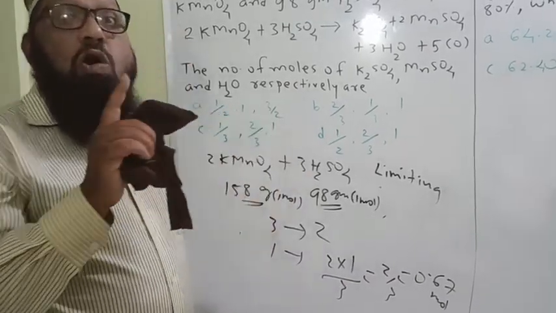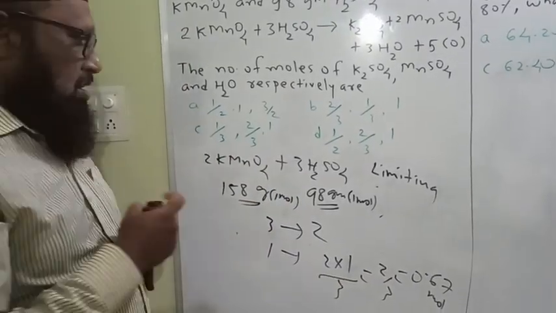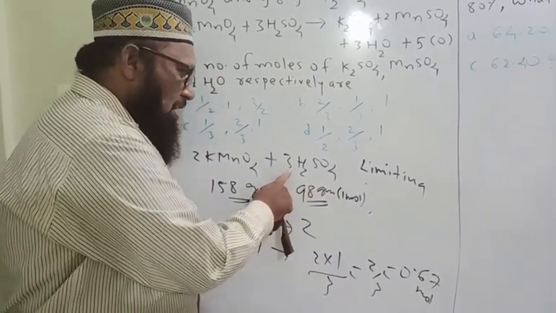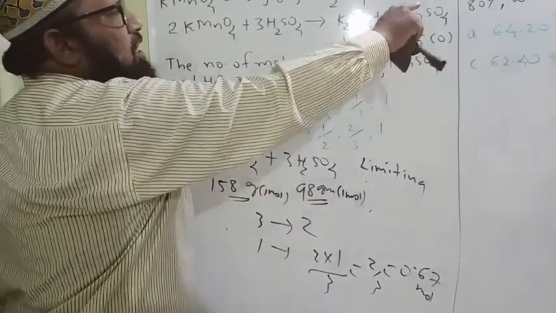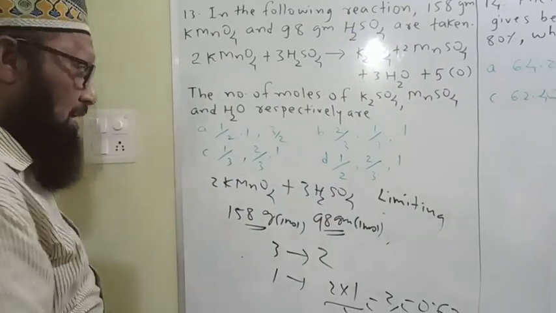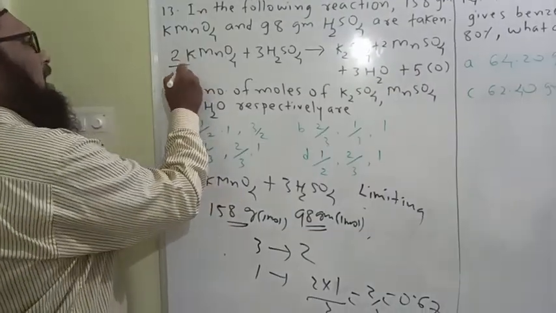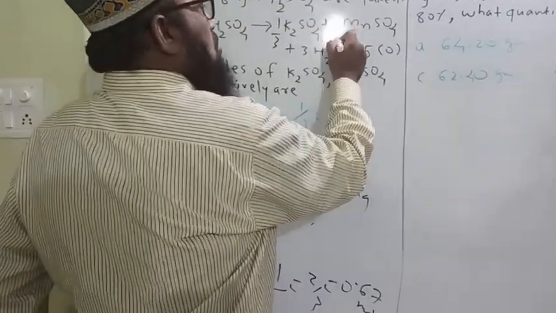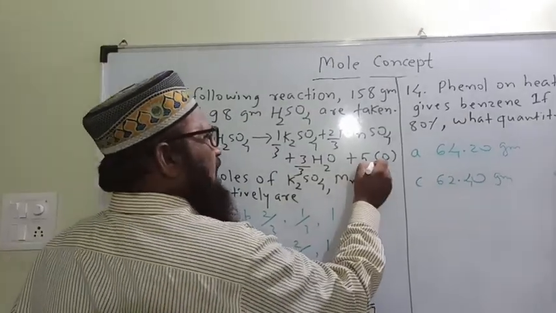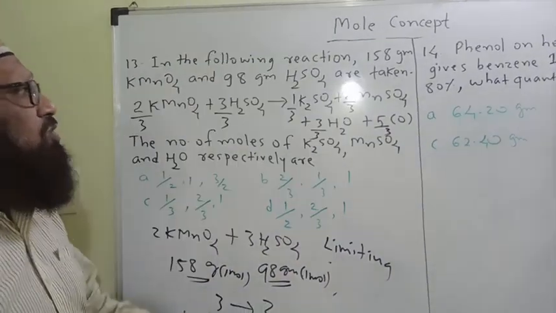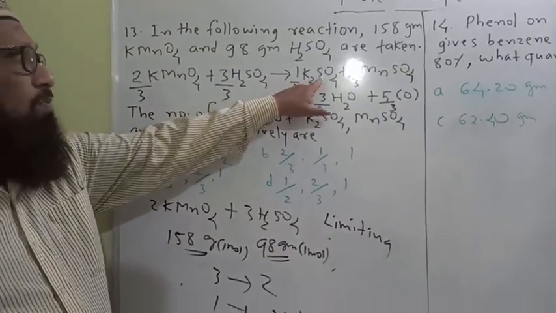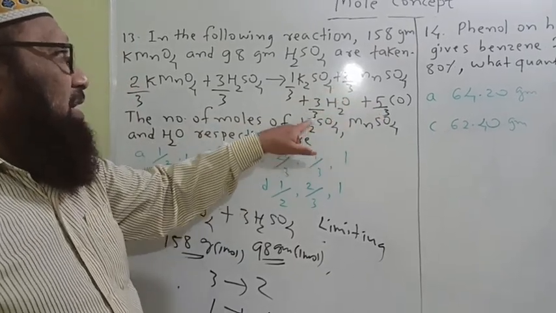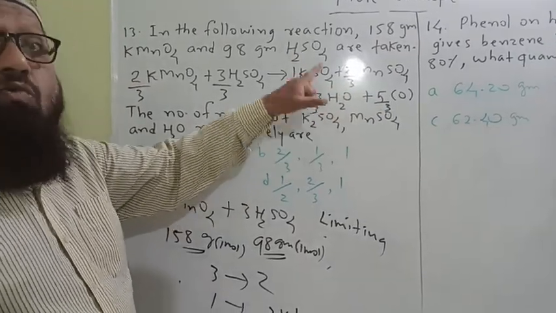The limiting reactant we also have to consider. How much more do we have to take here? 1 mole, while here 3 moles are there. Therefore, we have to divide the whole equation by 3. Now look here: 2 by 3, 3 by 3, 1 by 3, 2 by 3, 3 by 3, 5 by 3. Then how many moles of K2SO4? 1 by 3. MnSO4 2 by 3. H2O 3 by 3, that is 1.